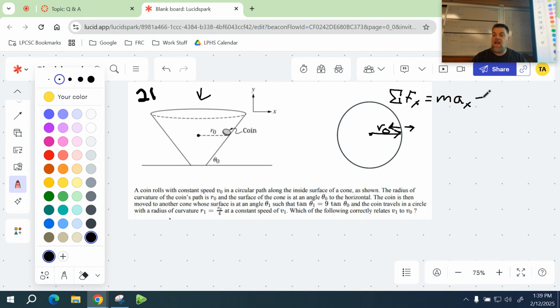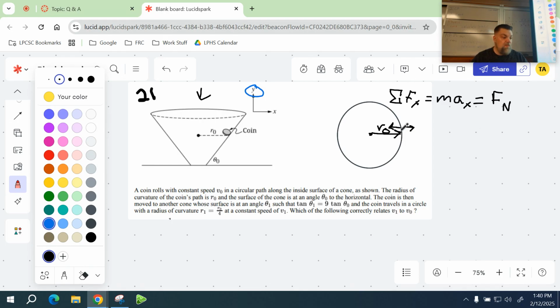And then that is actually equal to the normal force in the x direction. Okay? So there's a centripetal force that goes in this way. Now let's think about the y. So I'll do the stuff in the y direction here.